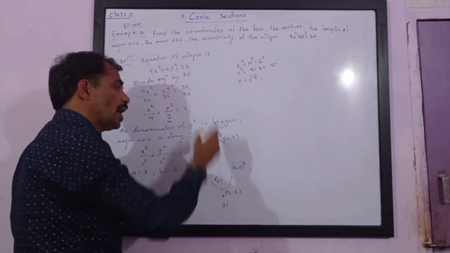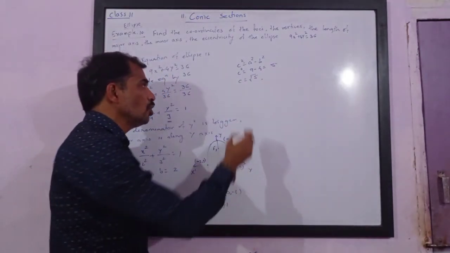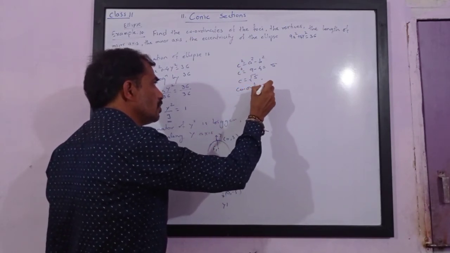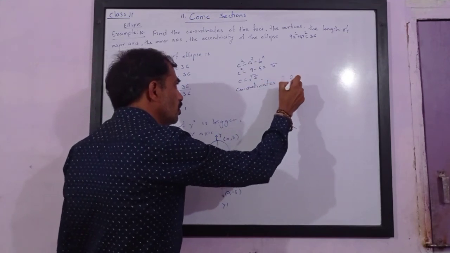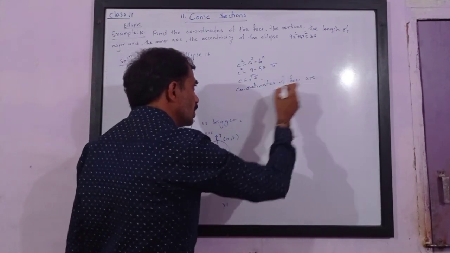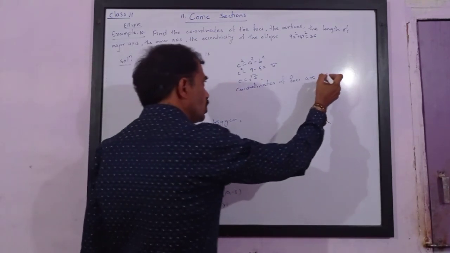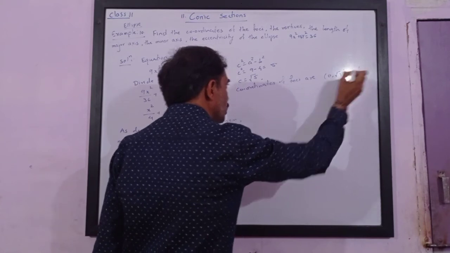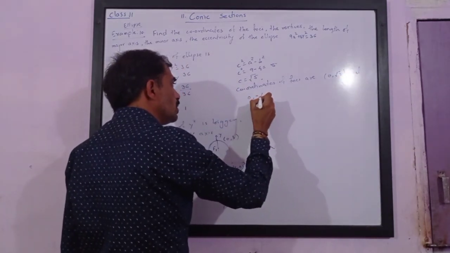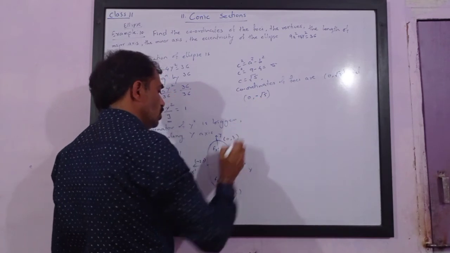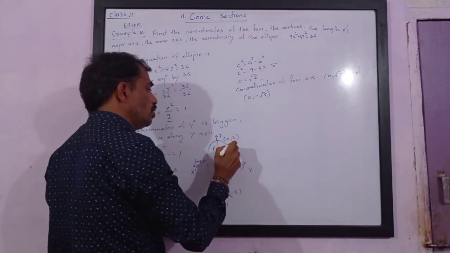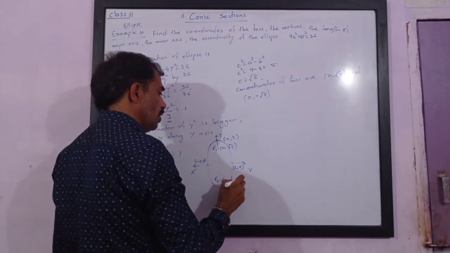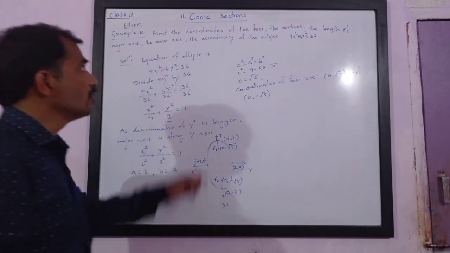Since it lies on the y-axis, its x coordinate is 0. So the coordinates of the foci are, it is on the y-axis, so the x coordinate is 0. We will have 0, root 5 and 0, minus root 5. So this is 0, root 5 and this point is 0, minus root 5. So we have got the coordinates of the foci.